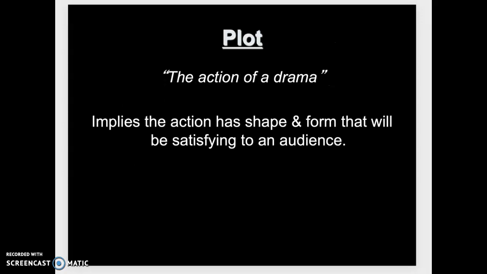Plot is the action of a drama. It's what happens. It's the story, right? So this is the story of the play. The fact that we have a plot implies that the action has a shape and form that will be satisfying to an audience, right? We have a beginning, a middle, and an end, and it's told in a smooth and elusive way that really helps to tell the story.